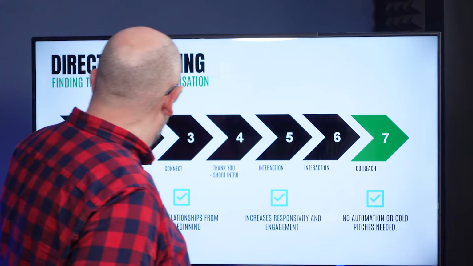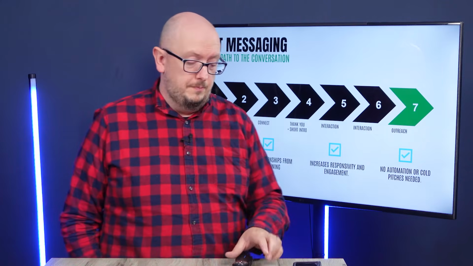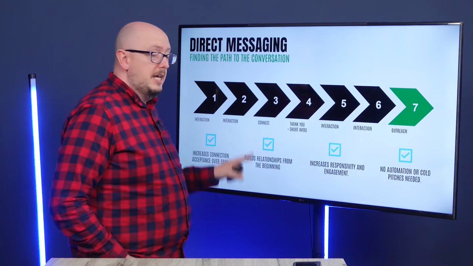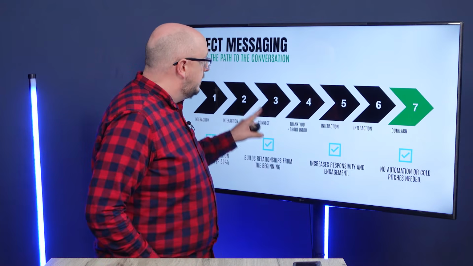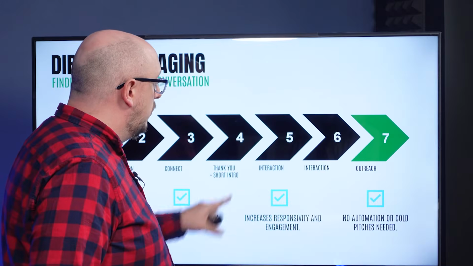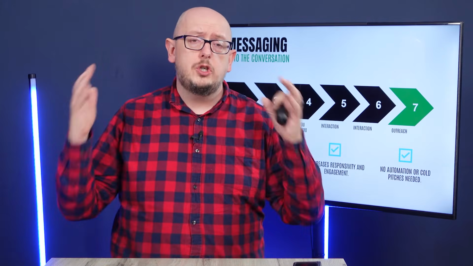So 7 steps. Interact 2 times. The more meaningful the interaction, the better for you. I don't mean, by the way, here, spam comment people with promos for your company. I mean, actually engage with people properly. Connect. Thank you, short intro. Engage 2 more times, then do your outreach. And I would space this activity over 2 weeks.